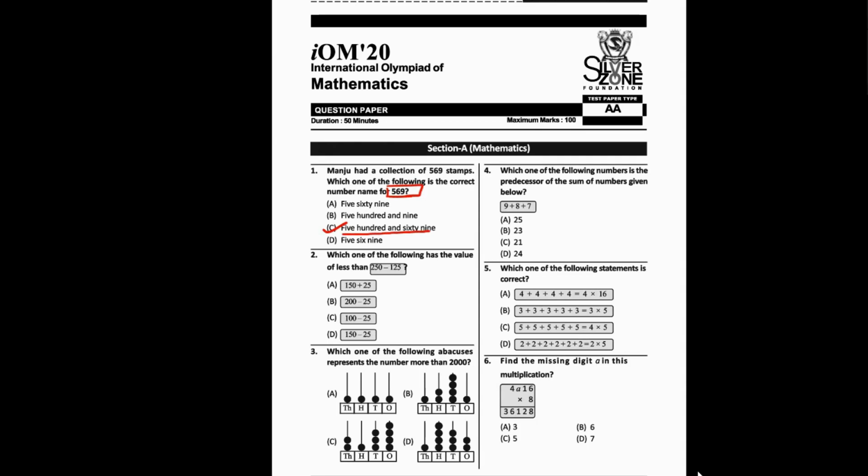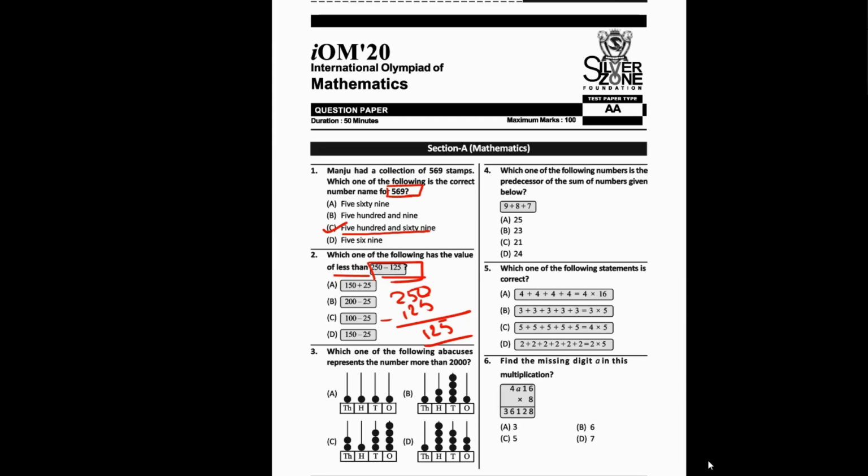Now, moving on to number 2. Which one of the following has the value of less than 250 minus 125? 250 minus 125 gives me 125. Now, you need to find among these which one results in less than 125, because the question reads, which one of the following has the value of less than this.